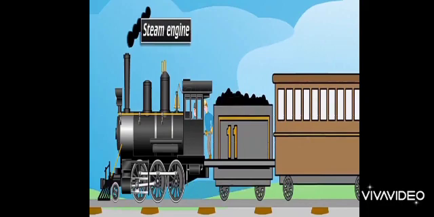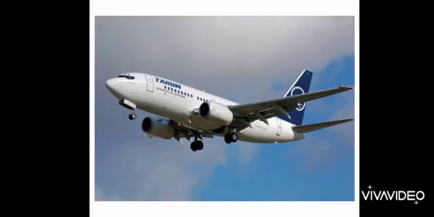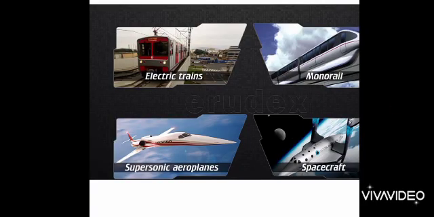The invention of the steam engine introduced a new source of power. Later, automobiles, motorized boats and ships were used. Slowly, aeroplanes were used to fly in the sky. Now, electric trains, monorail, supersonic aeroplanes and spacecraft are being used.